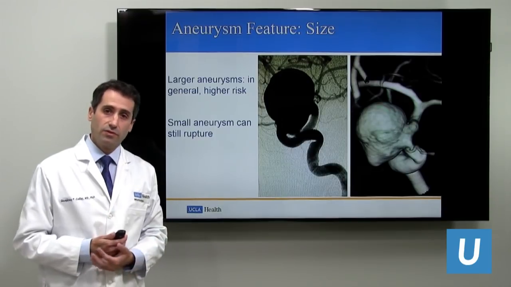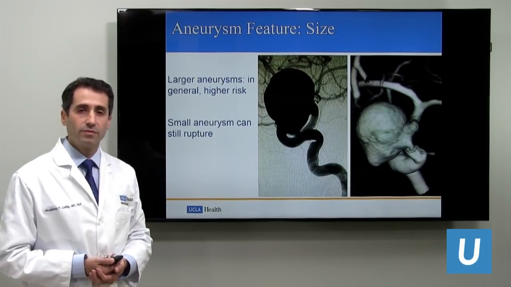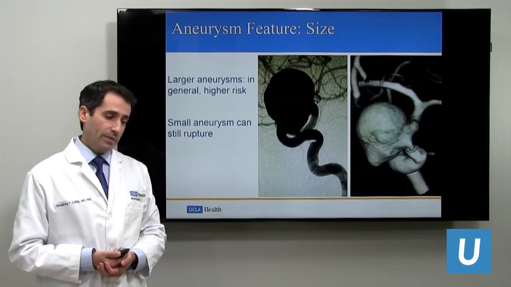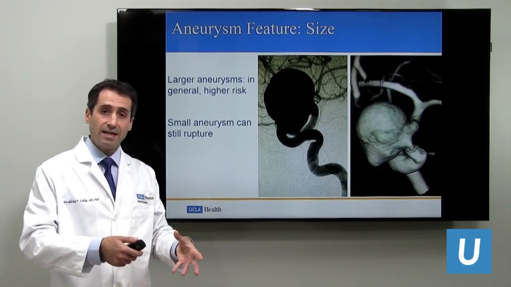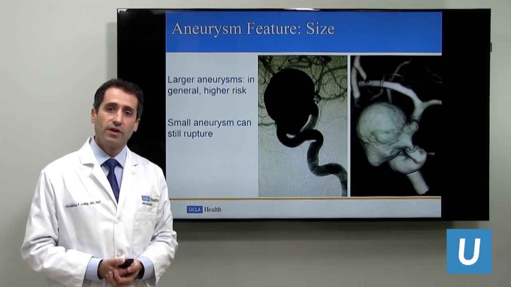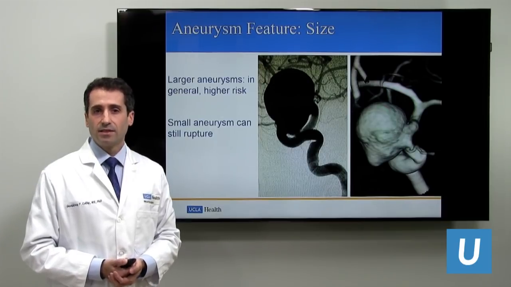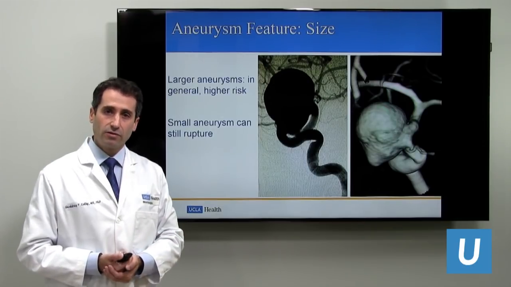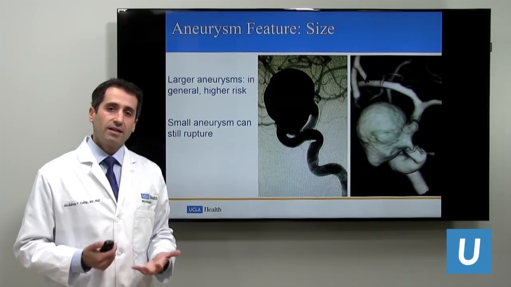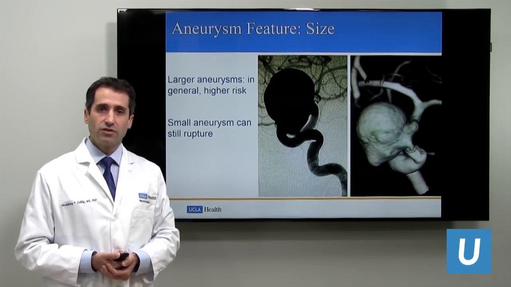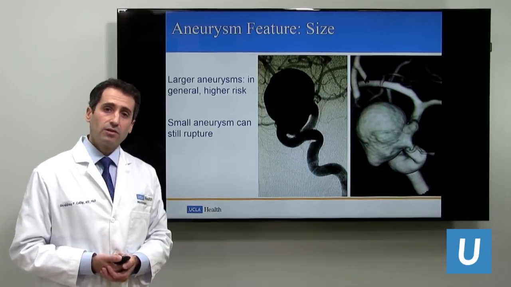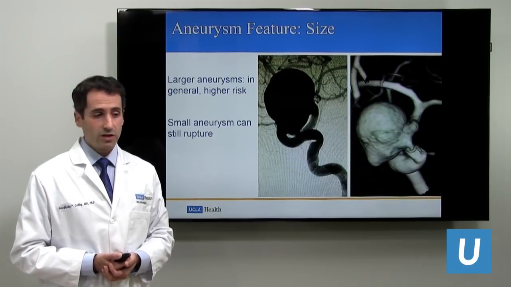Now, size is also a feature of the aneurysm. We talk about aneurysm size very frequently, and it's thought that aneurysms of certain sizes may be more dangerous than aneurysms of other sizes. And the general consensus is that the bigger the aneurysm in general, the more dangerous it is, but that's not the full story, because size is just one feature. And smaller aneurysms can actually still rupture and cause problems.